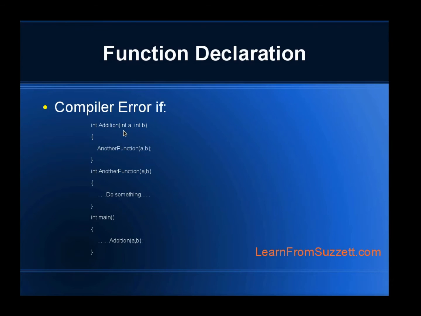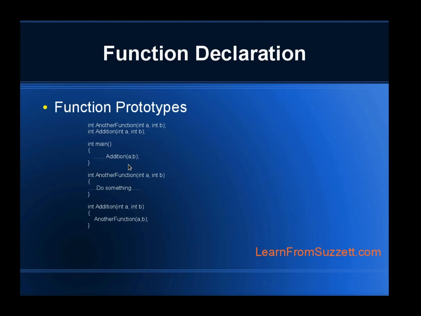Okay, so to get rid of that problem, we use something called a prototype declaration of a function. And this is how we do it. We just say that, okay, I'm going to have two functions: another function that's going to have int a, int b, and another function called addition that's going to have int a, another integer b.